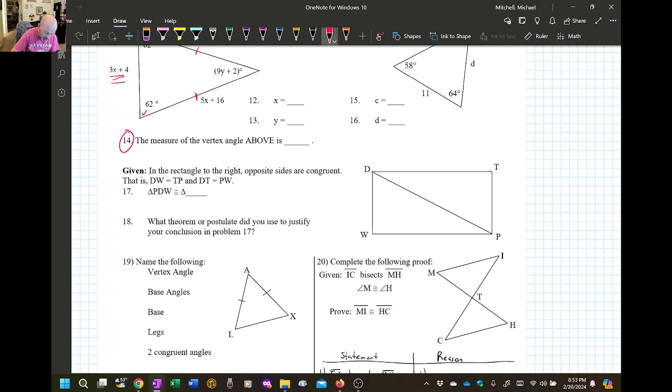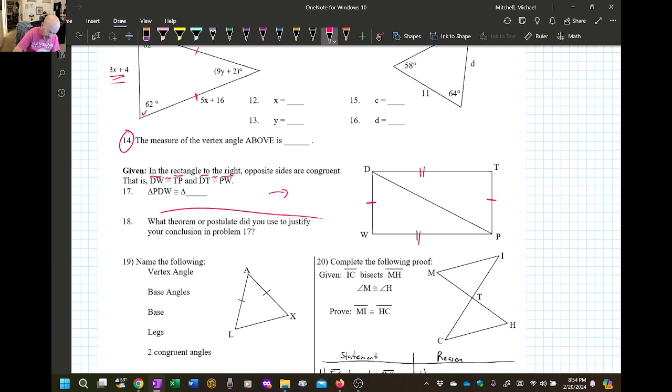On this one, this is just more like what you're doing on that worksheet. I'm telling you, mark your stuff on here. DW equals TP. I should have really had lines above this. That would have been better. Don't know why I didn't. Oh, somebody else made this worksheet up. That's why. So mark it. DW congruent to TP. DT, PW. You got a reflexive property you add in here.